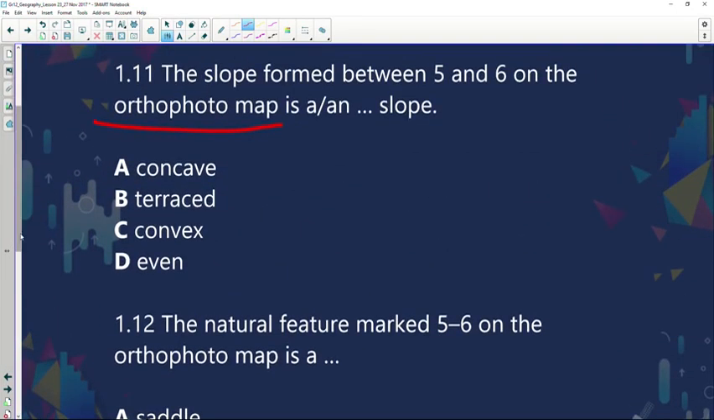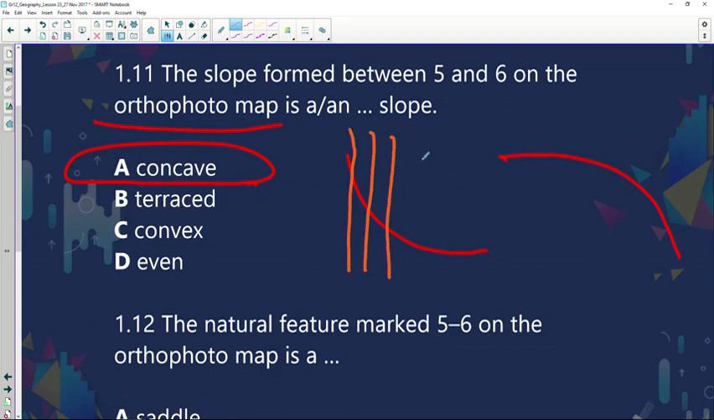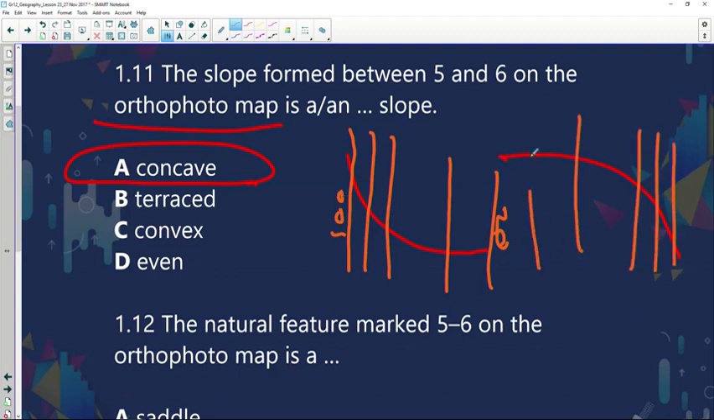If you look at the question, the slope formed between 5 and 6 on an orthophoto map is a concave slope. Now, what does concave look like? This is concave and this is convex. If you look at the resemblance, you can see the contour lines are very close to one another and then far from one another. Whereas concave increases to 20, 40, 60, 80, 100, where convex is the other way around: a sharp increase immediately and then far from one another.